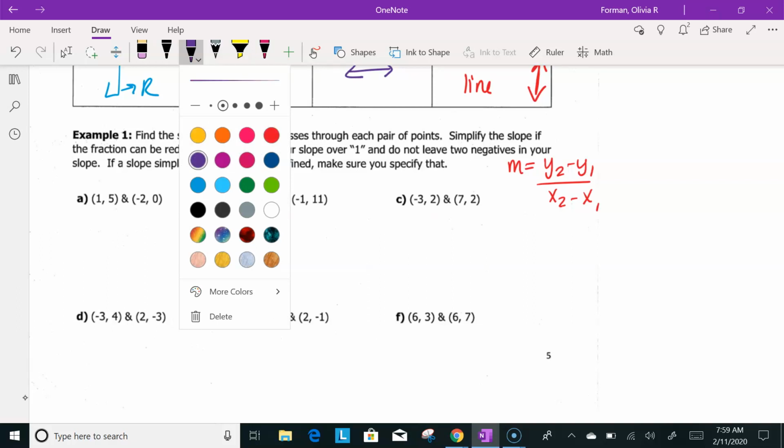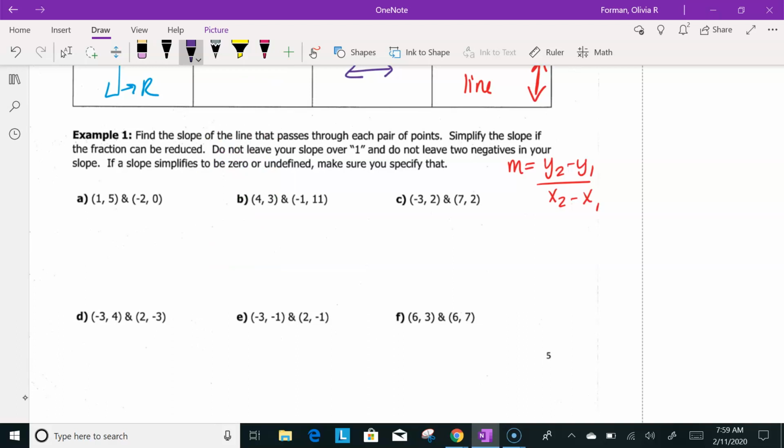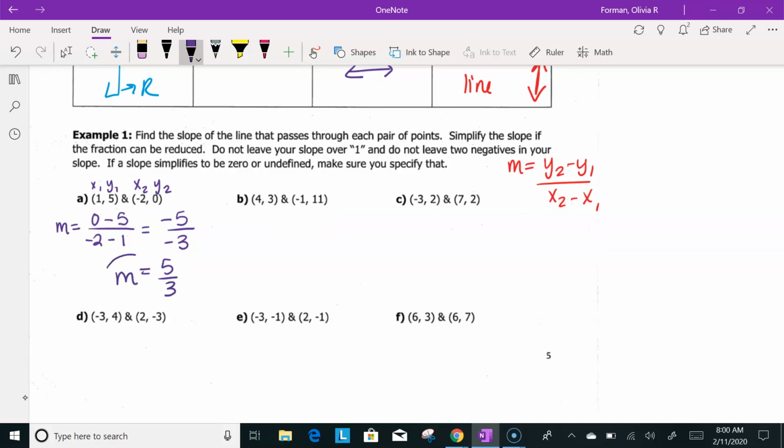You can go ahead and start working on these on your own. If you want to just follow along up here, you can do that. So the first one, if I do slope formula, first figure out what you want x1, y1, x2, y2 to be. We're going to be taking y2 minus y1, 0 minus 5, over negative 2 minus 1. 0 minus 5 gets us negative 5. Negative 2 minus 1 gives us negative 3. Well, if you have two negatives that are divided by each other, it becomes a positive. So your slope is 5/3.